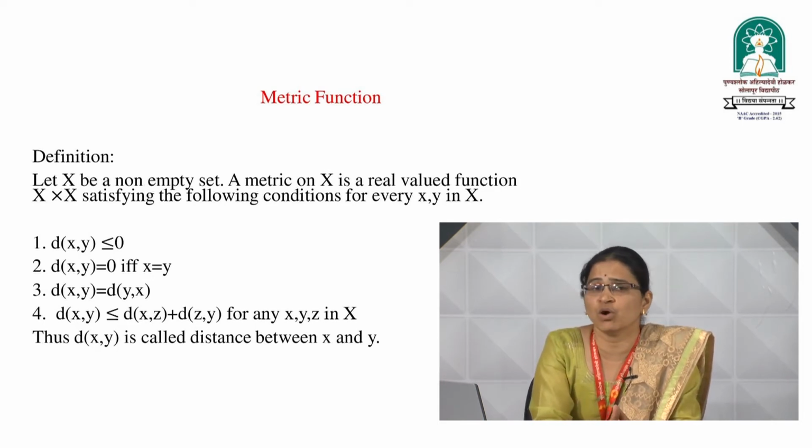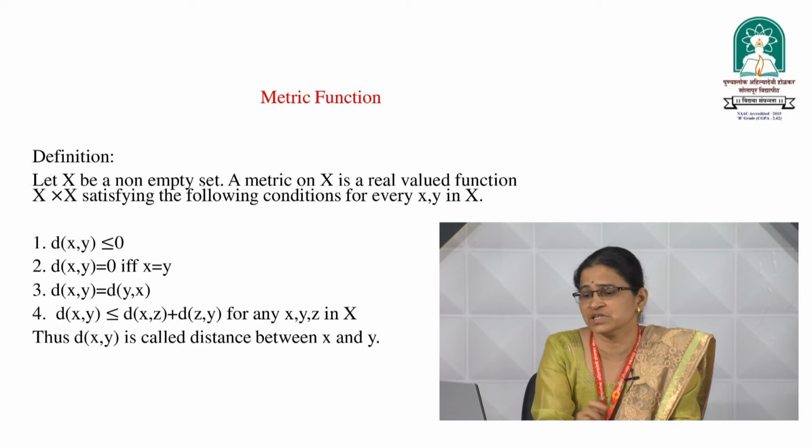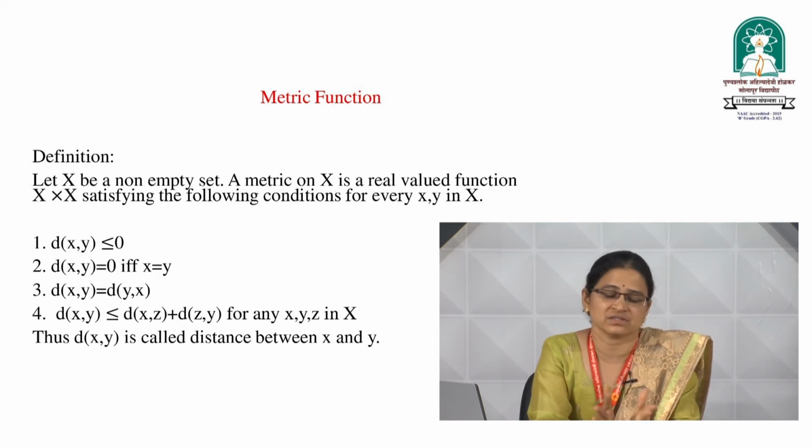For X any non-empty set, a metric on X is a real valued function defined on X cross X satisfying the following conditions. First condition is d of x,y is greater than or equal to 0. As we have discussed, distance is either 0 or positive. Therefore, the first condition tells us the non-negativity property. Second property is d of x,y equal to 0 if and only if x is equal to y. As we have discussed, distance 0 means points overlap, and if points overlap, distance is 0. This is my second restriction.